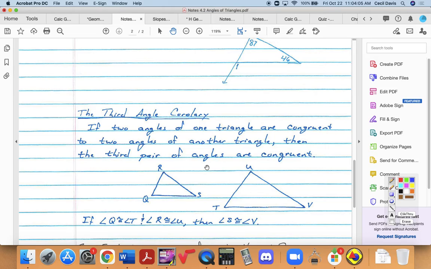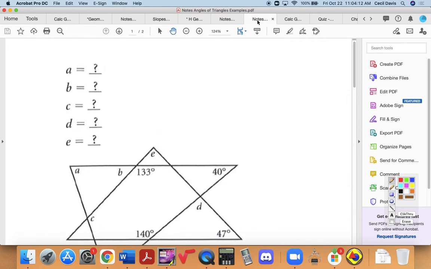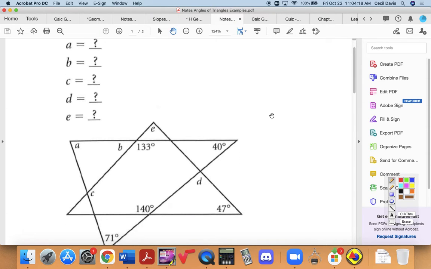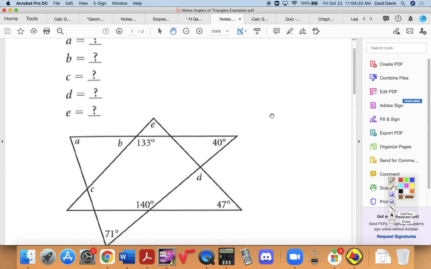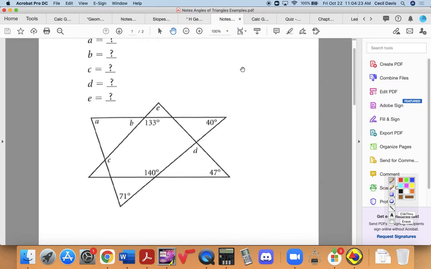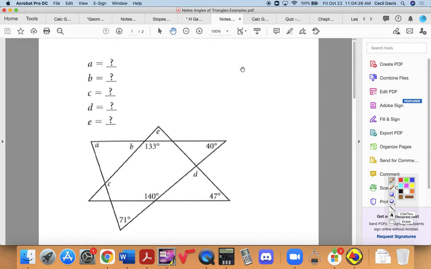All right, let's take a look at this. Let's get rid of that. So we're going to practice finding angles. Make that a little bit smaller so I can get it all on there. And just to make it a little bit more challenging, we're going to do them in alphabetical order. Oh my goodness, Mr. Davis. So I want you to find angle A first.